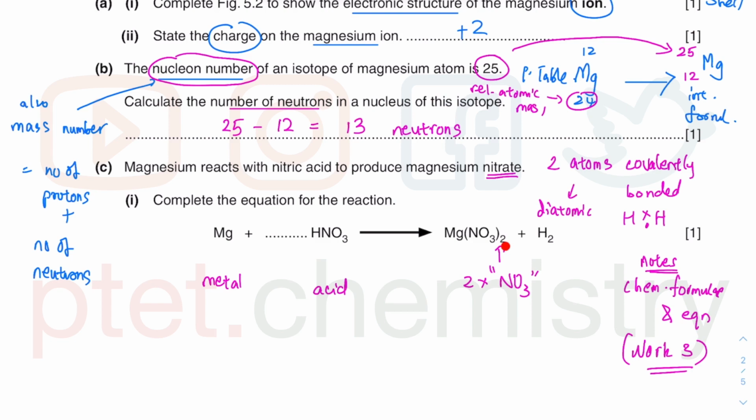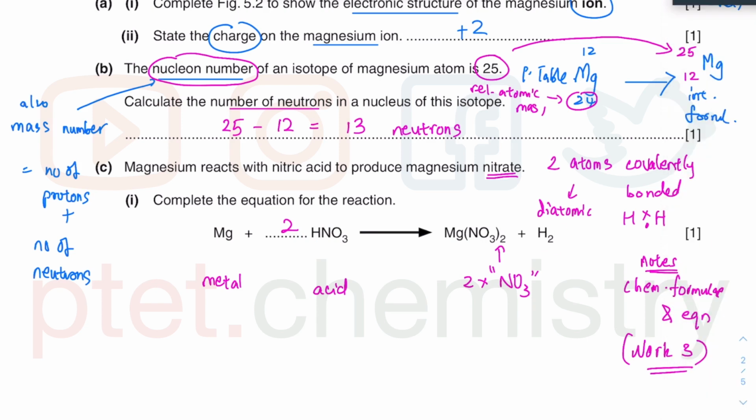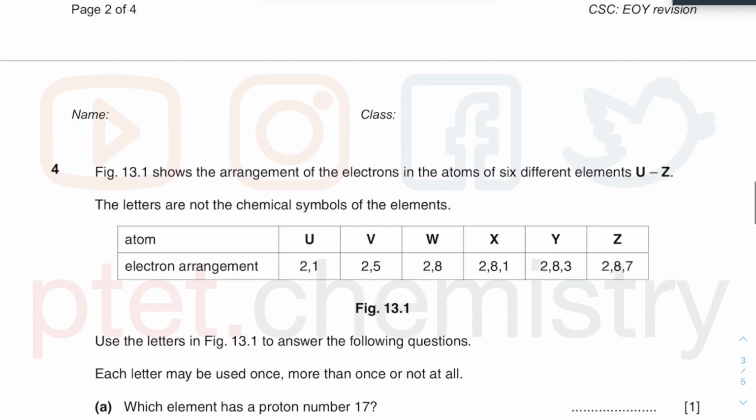So for the subscript here, you cannot change the number, but you can change how many you have in total. That was part of Work 3. So you have 2 of them. Now you have 2 of the NO3, which balances that. And now you have 1 magnesium and 2 hydrogen atoms, so that balances the 2 hydrogen there. Balancing equations is very important for you to do the next part on reacting masses.